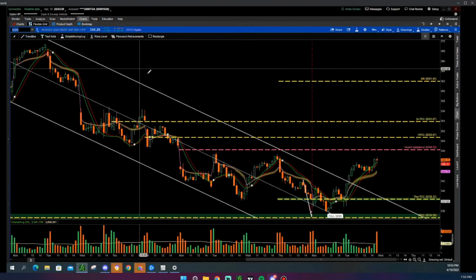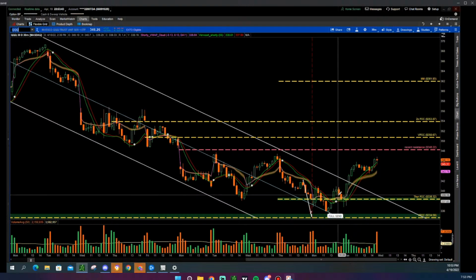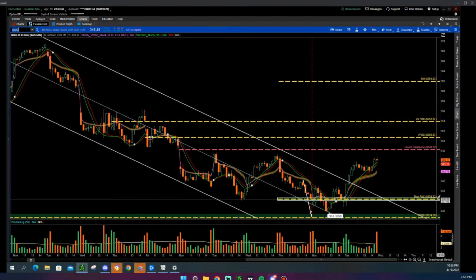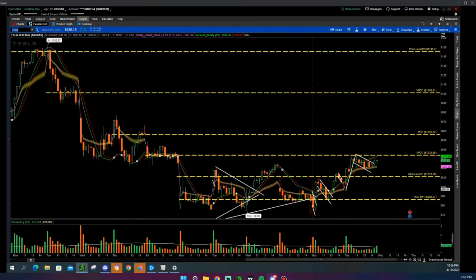So QQQ, it gave you a signal right here. So let's say probably Thursday, 338, again, pretty good. So you marked the previous candle before the dot, Shorty? Yeah, I'll look at the candle on the dot.